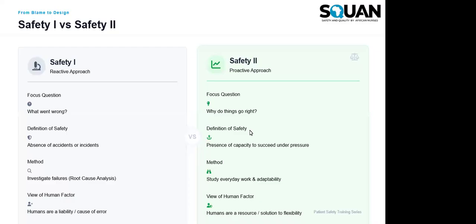And the view of human factors here is that humans are a resource. They're a solution to flexibility, right? Because we know that humans can adapt very quickly. We know that we can use humans to improve the processes that we have. We know that humans are flexible and they can adapt. So we need to use them positively to strengthen the systems that we have.